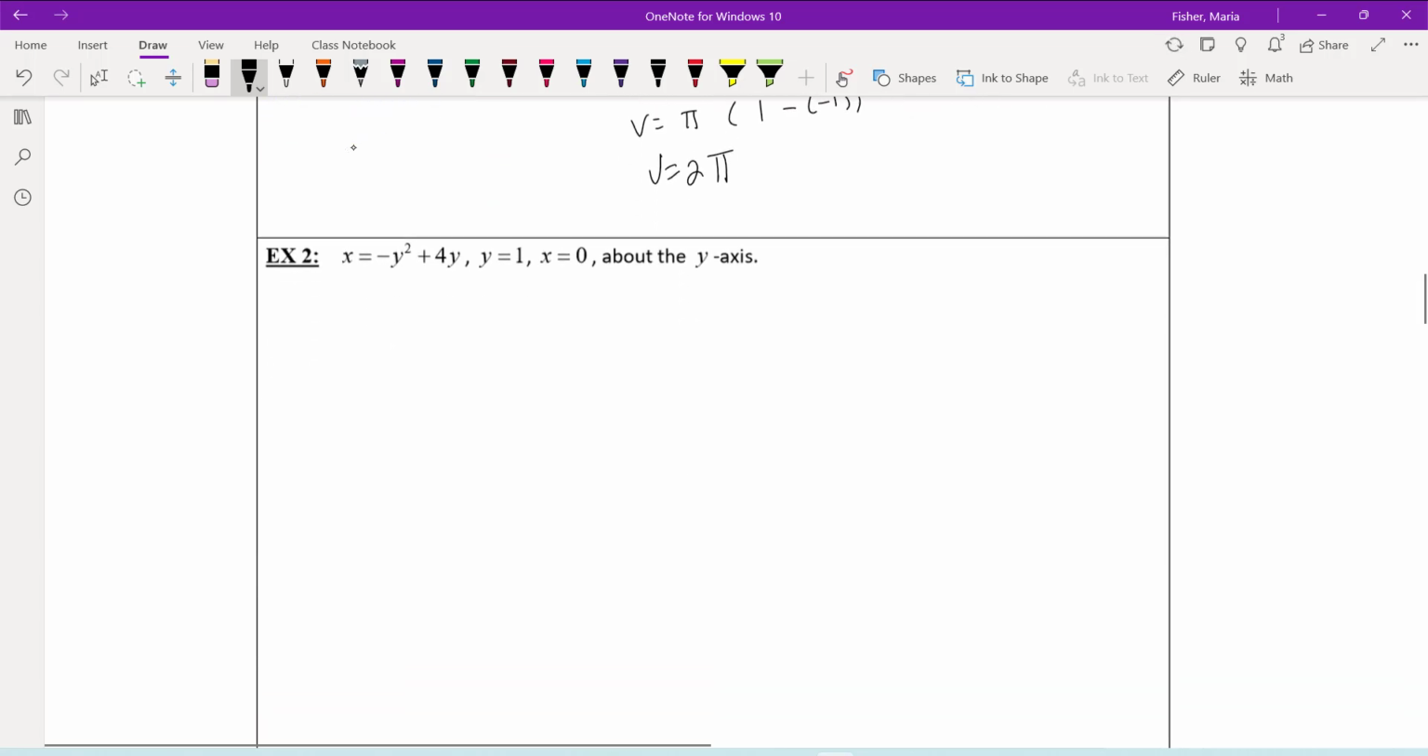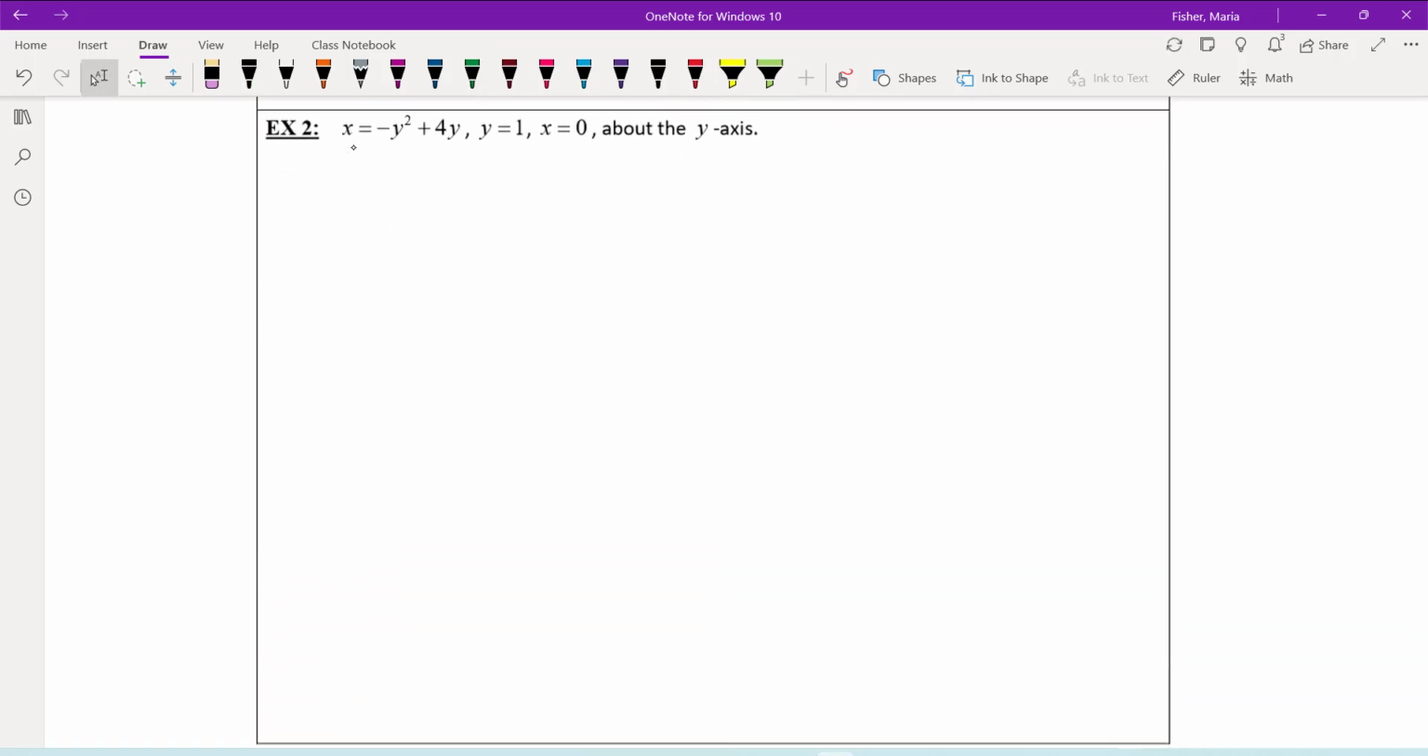Let's look at our second one. Our second one is x is equal to negative y squared plus 4y, y equals 1, x equals 0, and we're going to rotate this about the y-axis. Well, the y-axis is a vertical axis of rotation, and since it's vertical, I know I need to integrate with respect to y. So my limits of integration have to be in y, and then my function has to be a function of y. Let's go ahead and graph everything so I can find my region, to find the limits of integration, and to find the radius.